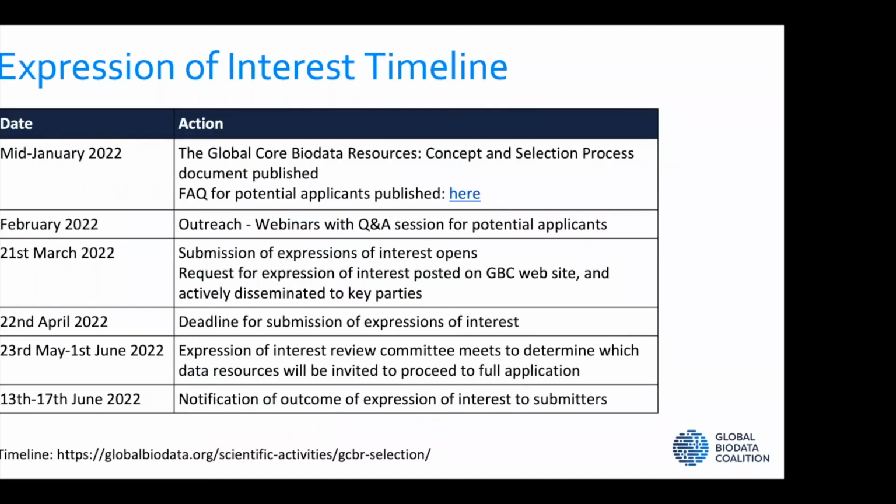Timeline. Here we are on the second line, webinar week at the Global Biodata Coalition. The submission of expression of interest opens on the 21st of March. The deadline is the 22nd of April. The review committee, working with the reviews generated in between the 22nd of April and the 23rd of May, will meet to determine which data resources will be invited to proceed to full application, and the notifications will come out during the week of the 13th of June.